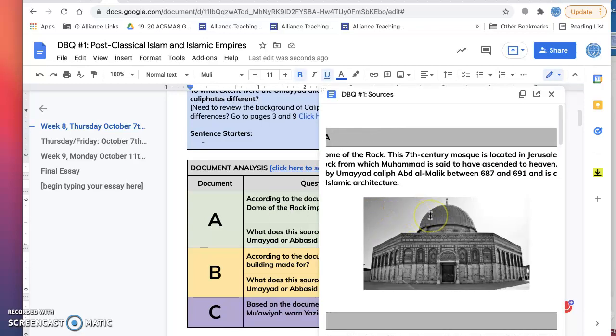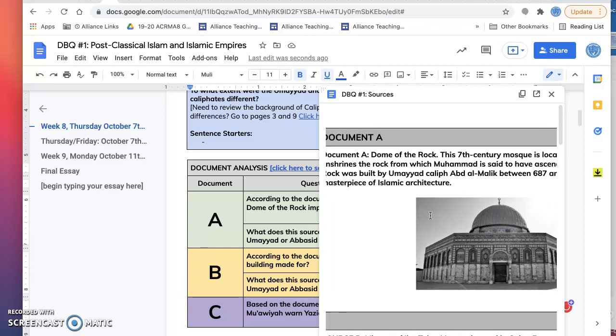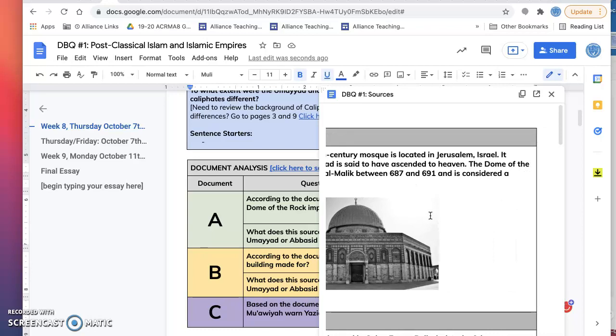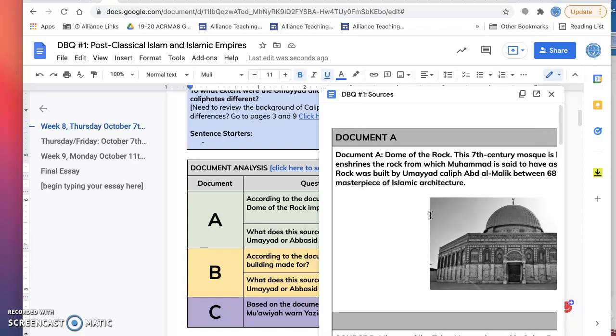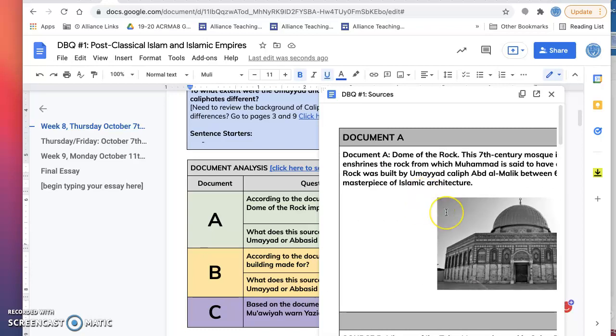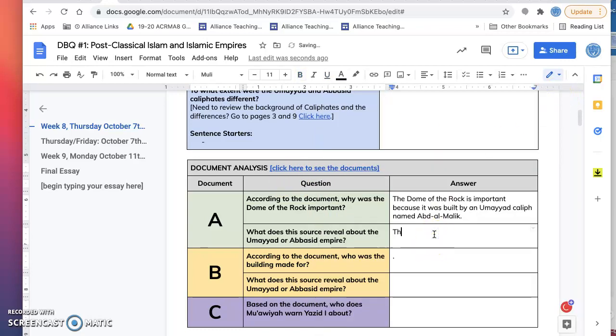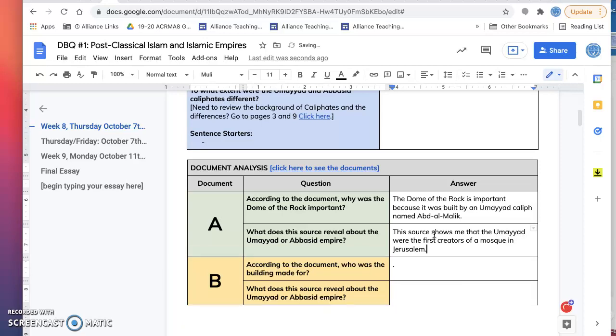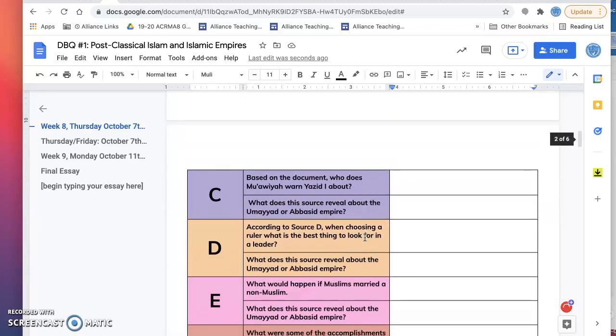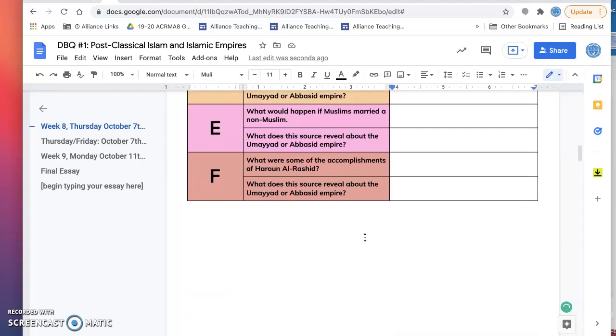So let me go back. After reading, I would come to the conclusion that this document tells me that the Umayyad were the creators of one of the most important Islamic structures of the 7th century. So I would say something along the lines of, this source shows me that the Umayyad were the first creators of a mosque in Jerusalem. Boom. There you have it, and you would do the same thing for each of these documents, so you would do it for A, B, C, D, E, and F.